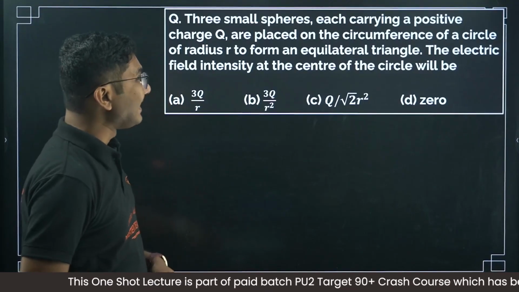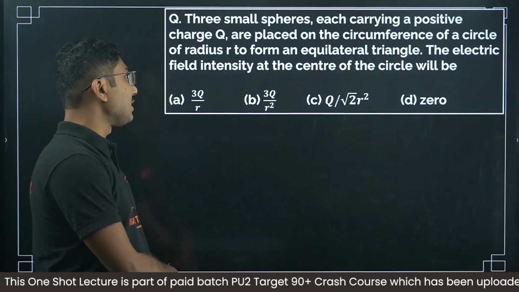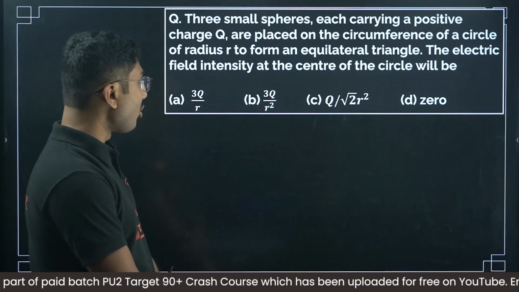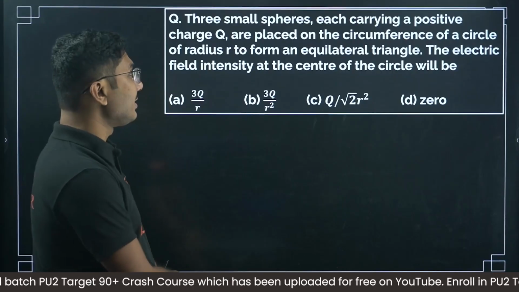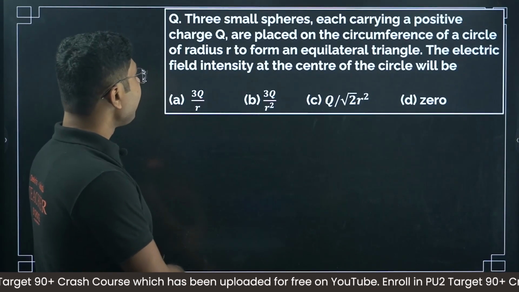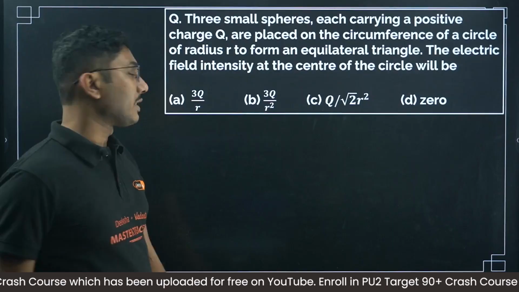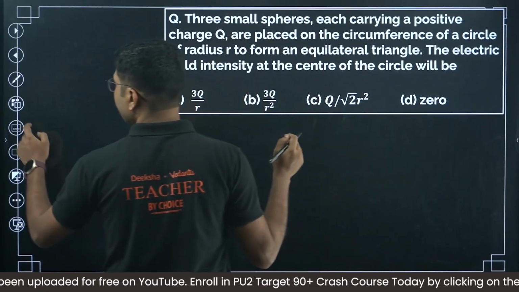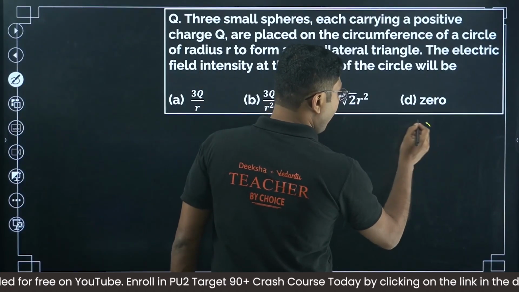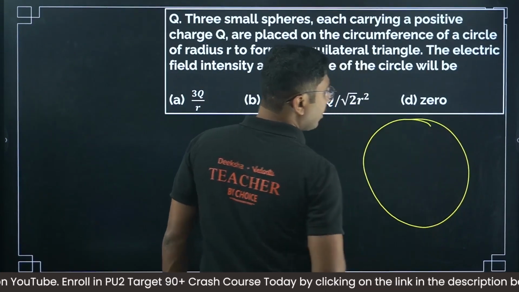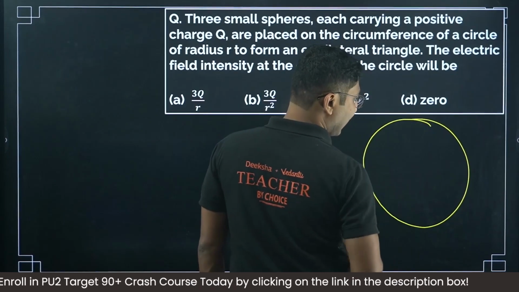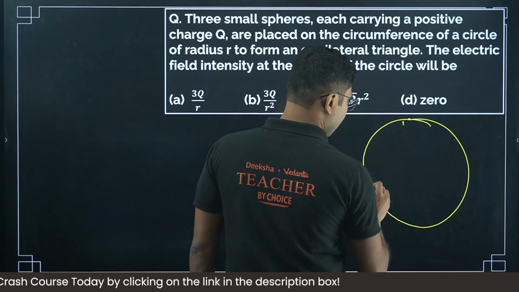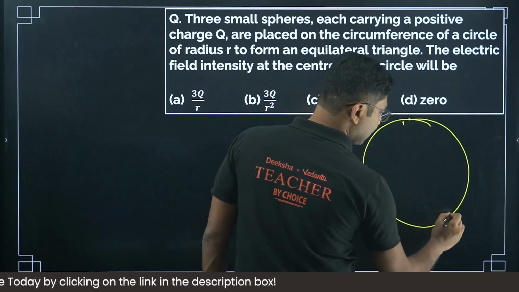Three small spheres, each carrying a positive charge capital Q, are placed on the circumference of a circle of radius small r to form an equilateral triangle. The electric field intensity at the center of the circle will be. So let us draw the figure. First we have a circle, and on the circumference of this circle we have three charges. Say this is charge number 1, this is charge number 2, and this is charge number 3.